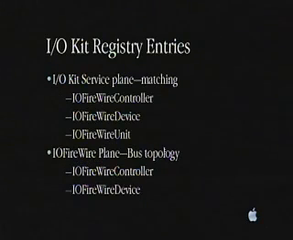Now, what kinds of things do we put in the I/O registry? There are two service planes that FireWire uses. There's the primary I/O Kit service plane. That's what you get by default when you run I/O Registry Explorer. You can find the I/O FireWire controller in there hanging off of the corresponding PCI node. You can find I/O FireWire device if you have any devices on your bus. And if you do, you can probably also find I/O FireWire unit.